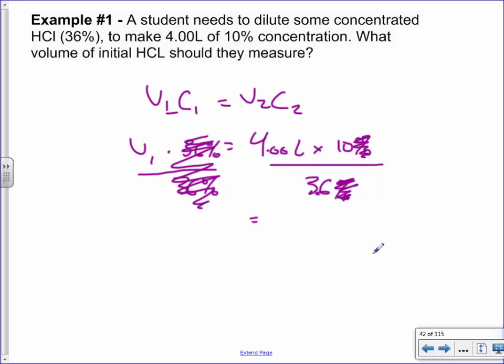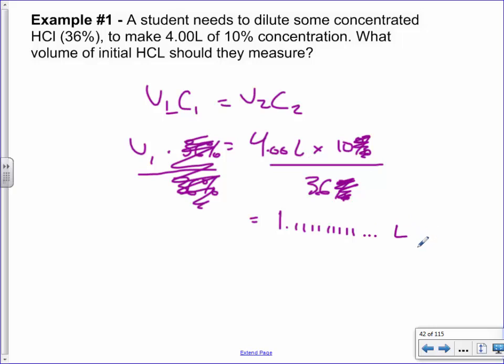They cancel. So someone who's got a calculator, help me out here. What is 4.00 times 10 divided by 36? 1.1 repeating? Should be sufficient for now. What units is that? How do I know? It's the unit that's left. It's the one that didn't cancel.